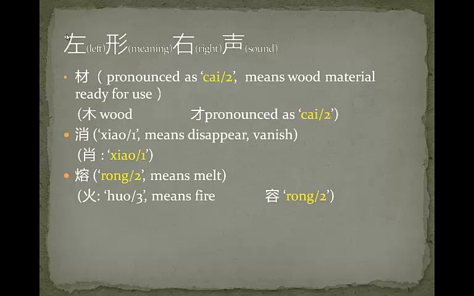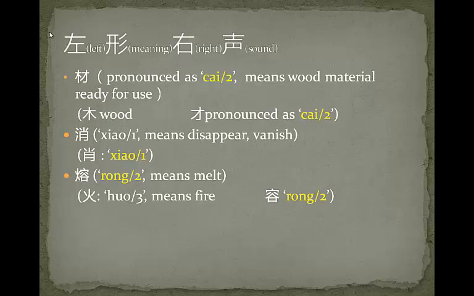There are several situations. The first one, we call it 左形右声. 左 means left, 形 means meaning, 右 means right, 声 means sound. So this kind of character can be divided into left and right parts. The left part indicates the meaning of the whole character, and the right part indicates the pronunciation of the character. Okay? I have several examples right here.